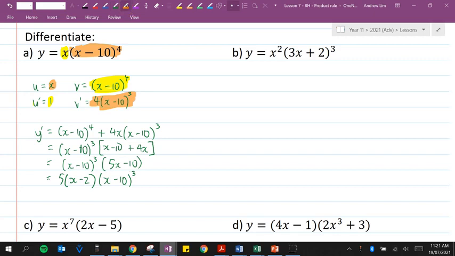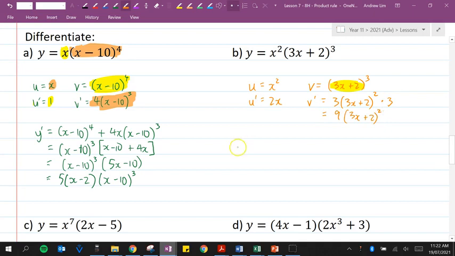Okay, question B. We have u is equal to x squared, so u dash has to equal 2x. v is equal to 3x plus 2 all cubed. So v dash is equal to, bring down the power, 3x plus 2, reduce the power by 1, but we need to times it by the derivative of what's inside the brackets. When we differentiate that, we get 3. So that's actually 9 lots of 3x plus 2 all squared.